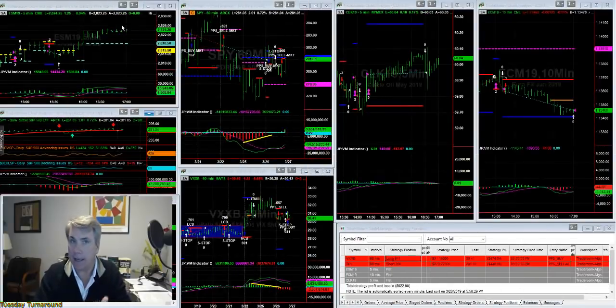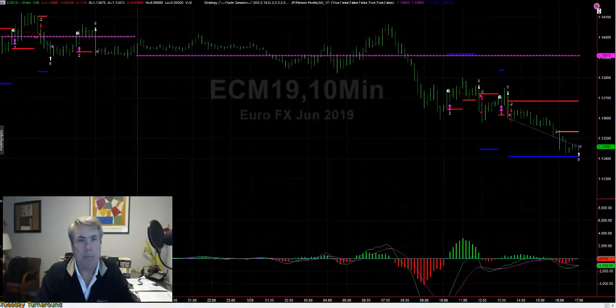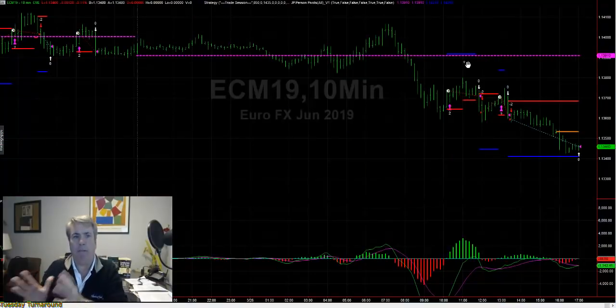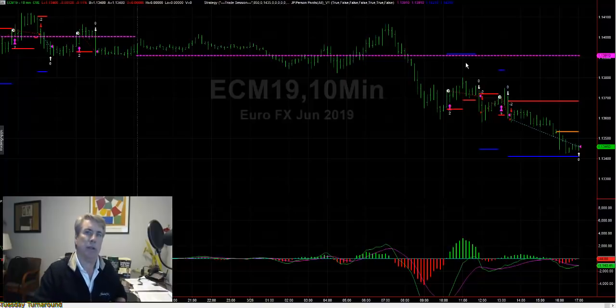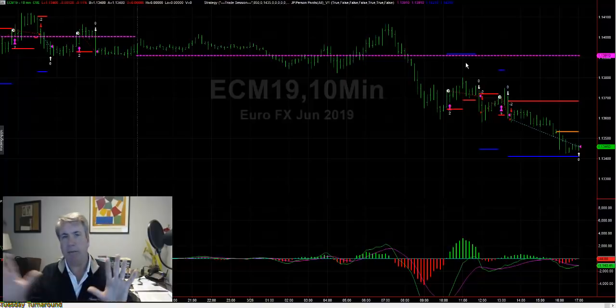Rest of the week, and this is, again, the last week of the quarter. So a couple things. I keep promoting how to filter out trades. This is the euro currency. This is a 10-minute model, not a 5, not a 15.